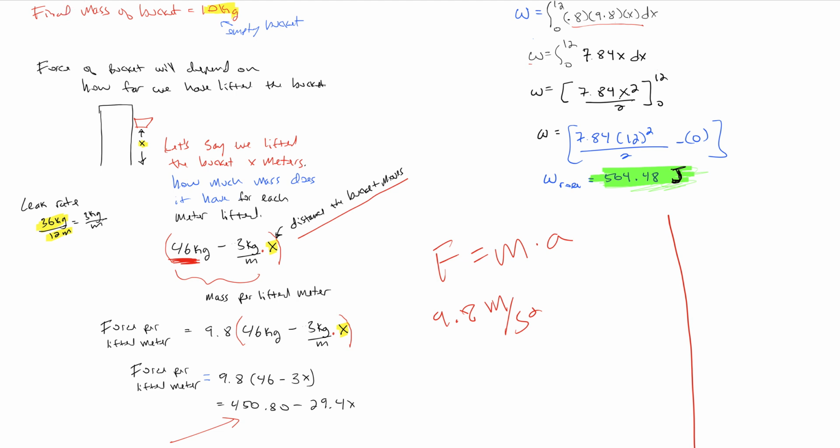Let me just erase this. All right, so we have our force per lifted meter, which comes out to, I just took the units out right here. Cleaning it up a little bit, we have that. If you distribute it in, you end up with 450.80 minus 29.4x.